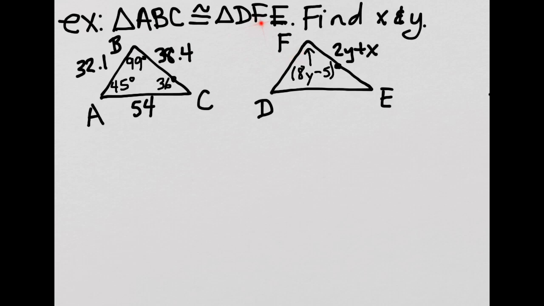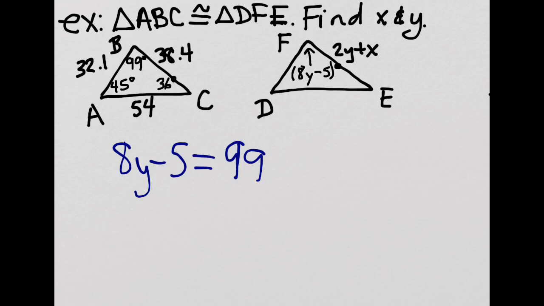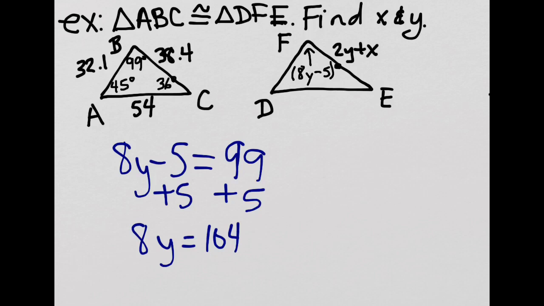So since F is the second letter, it is going to be equal to the second letter in the first triangle, which is B. So we're going to set F's expression equal to B's measurement. In this case, we're going to do 8y minus 5 equals 99. We're going to solve that by adding 5 to both sides. So we get 8y is equal to 104, and from there you can divide by 8, which gives us y equals 13.